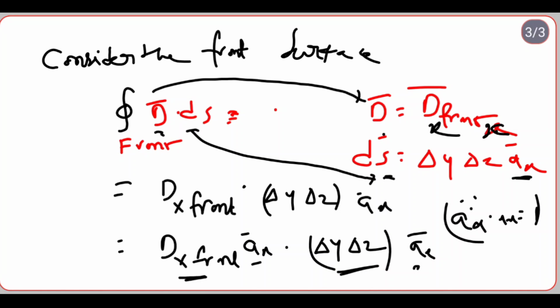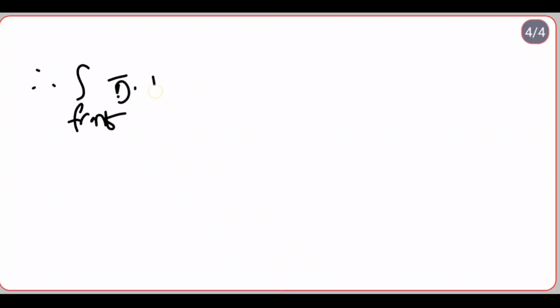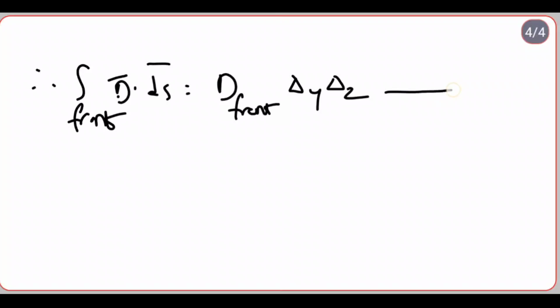Therefore we can write front D dot ds equal to dx front delta y delta z, as ax dot ax is equal to 1, which we obtained already. Let us make it equation number 3.